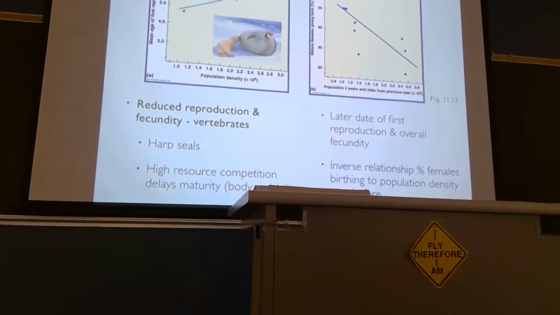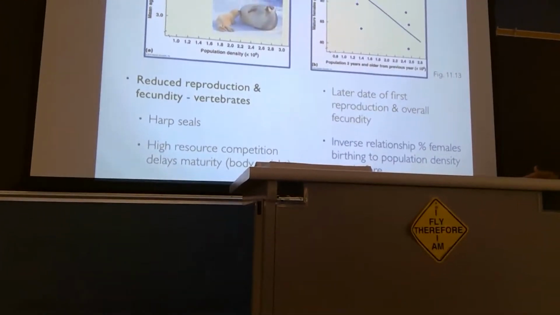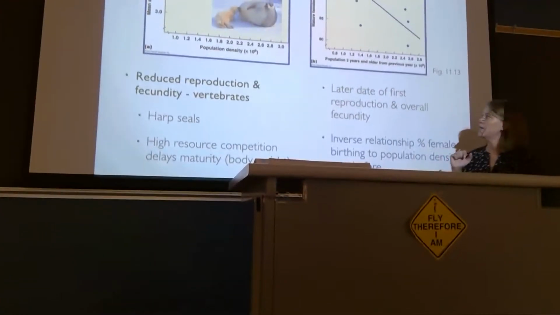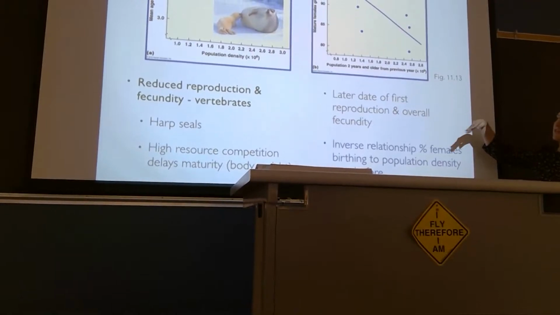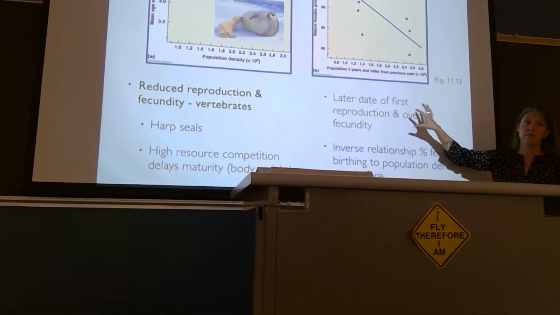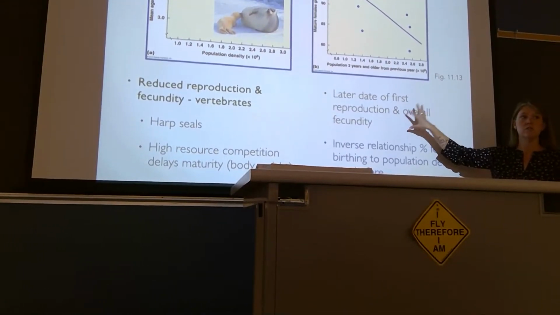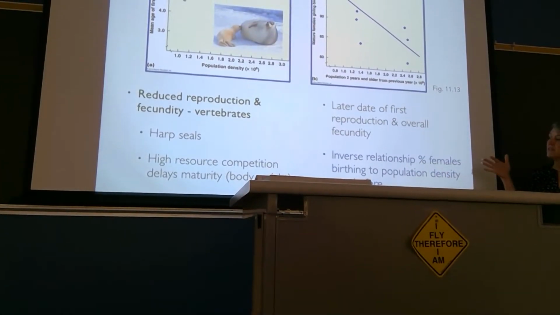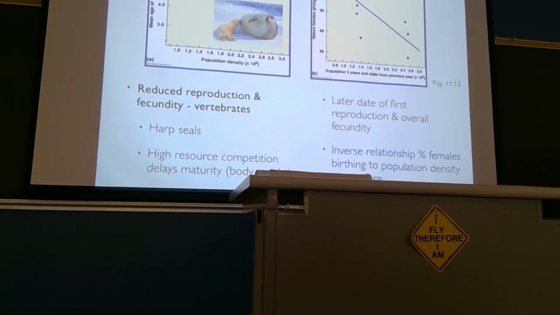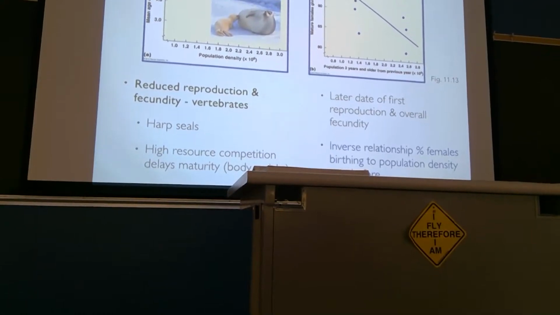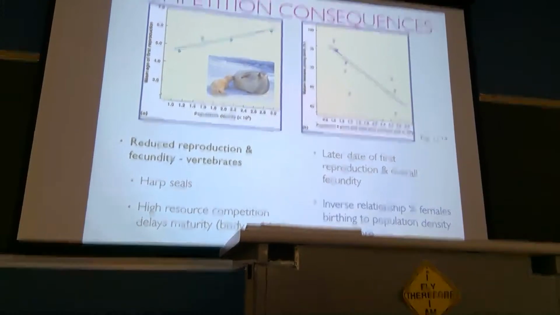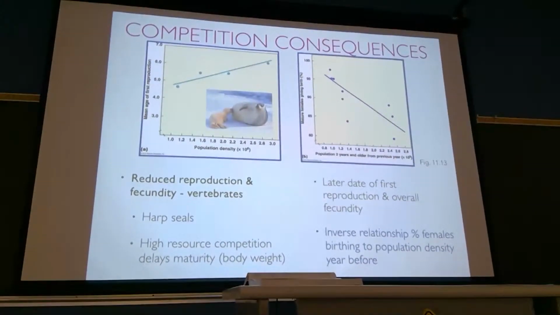So we have high resource competition, which delays maturity and the body weight necessary, which is what we see in our first graph. The later date of reproduction affects the overall fecundity of the population as a whole, because you're going to grow more slowly. And so you end up with this inverse relationship of the percent of females birthing in the population to the density of the population the year before. If the density was low, you have a higher percentage. If the density is high, you have a lower percentage of females giving birth.